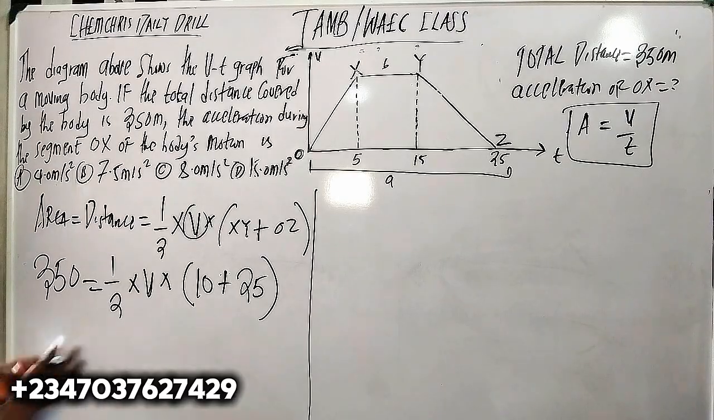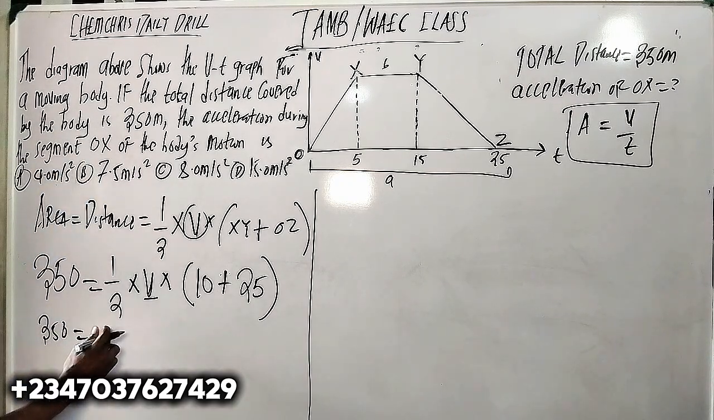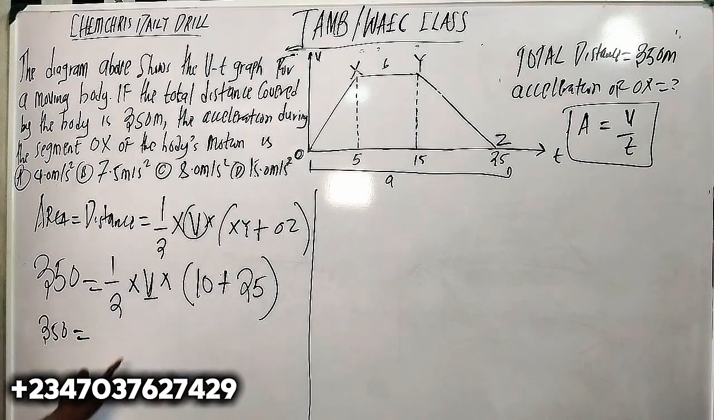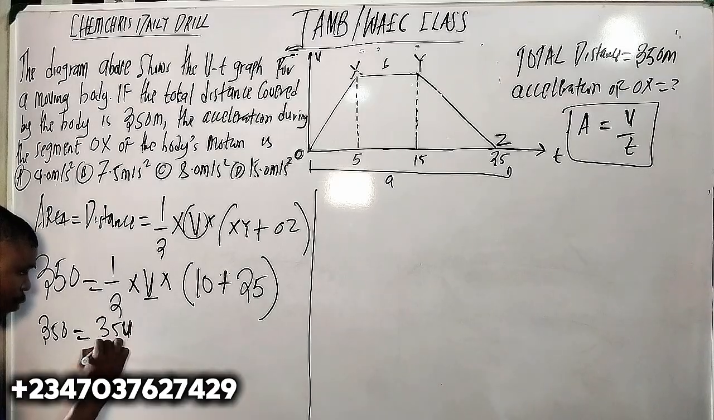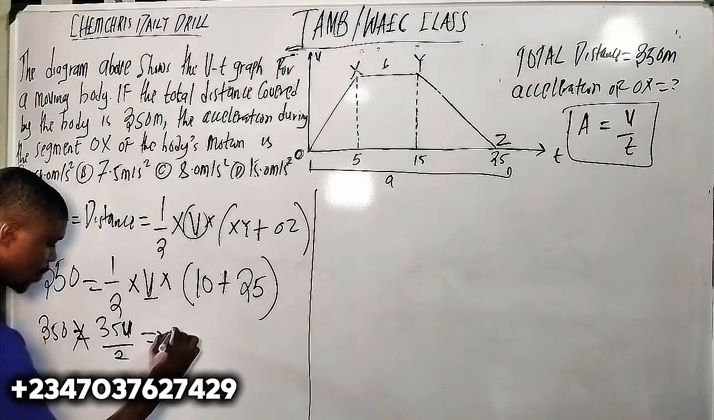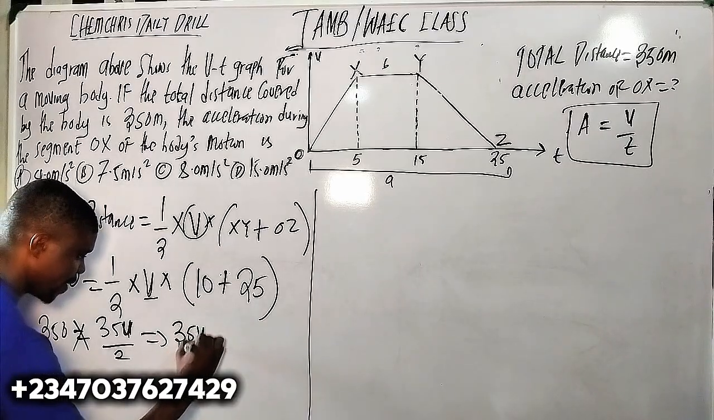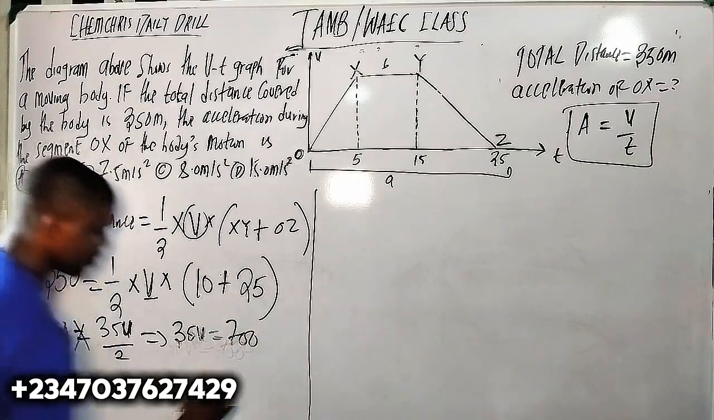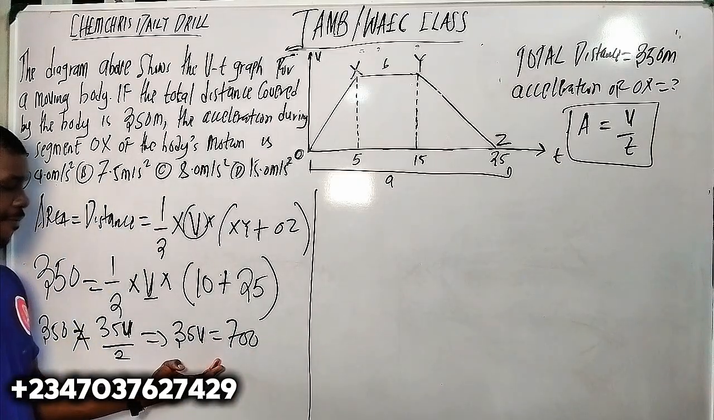Let's continue here. So the goal here is to get my V. Here I have 350 equals 10 plus 25, which is 35 times V, so 35V over 2. So what I want to do is to cross multiply. When you cross multiply, here we have 35V equals 700, right? 700.